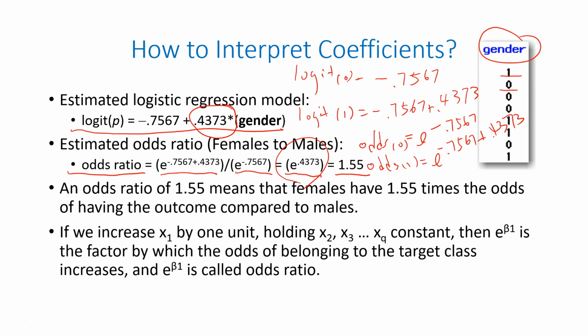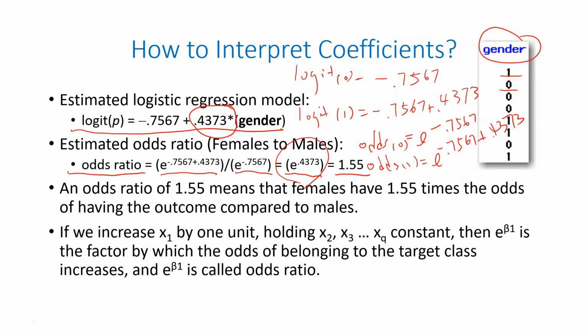So recall that odds and the probability move in the same direction. So a higher odds also means a higher probability. So in other words, females would have a higher probability of having the outcome compared to males. The example you just saw only has a categorical variable with the possible values of 1 or 0. Can this interpretation be extended to numeric variables?